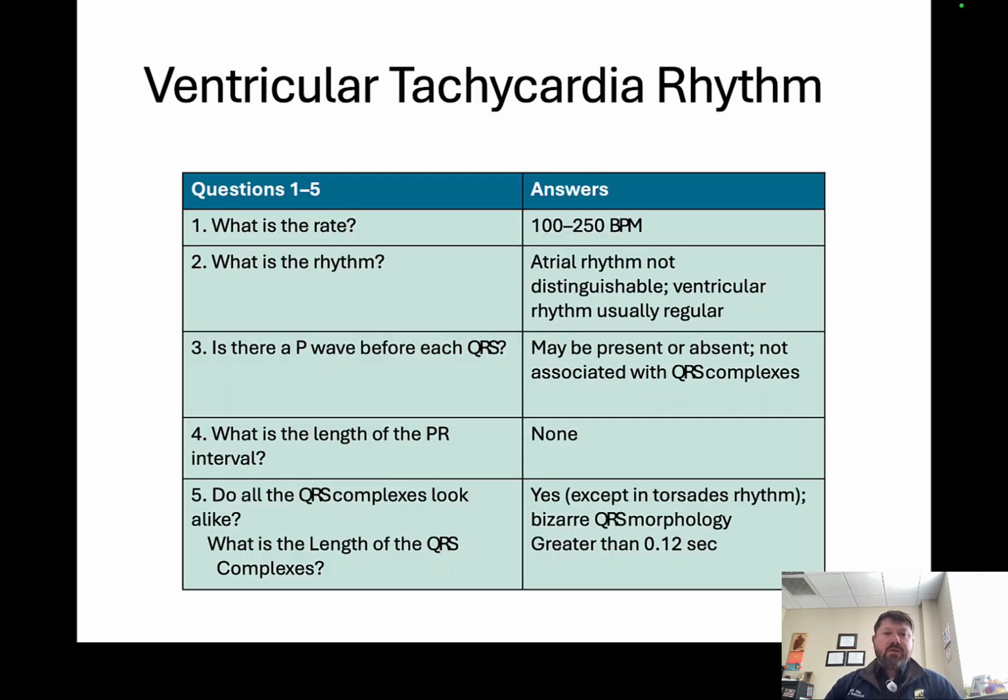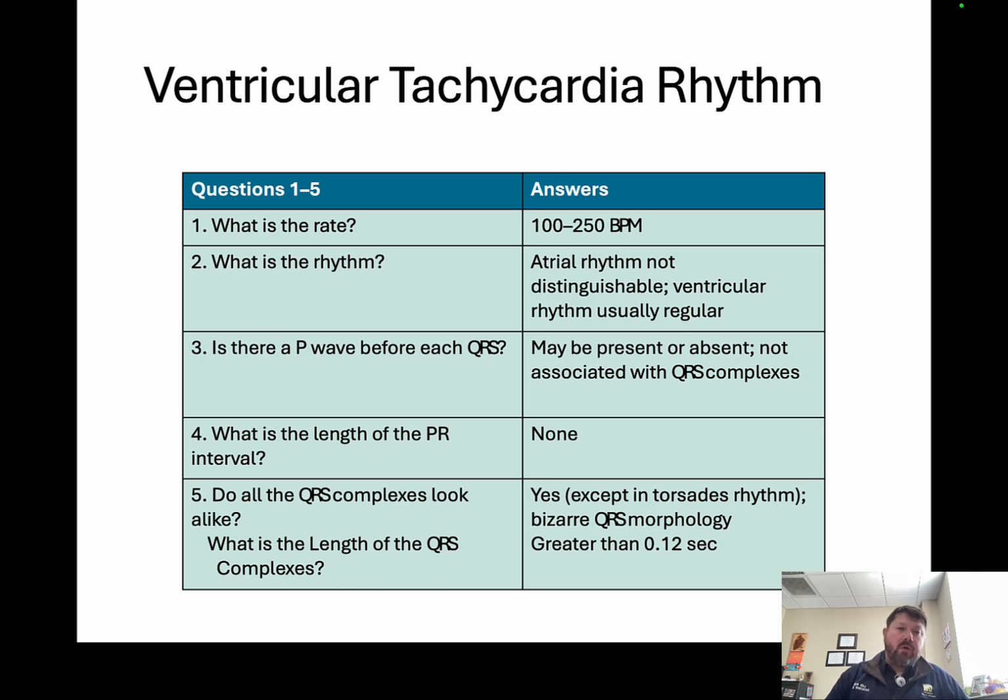So my rules for ventricular tachycardia, usually it's going to be between 100 to 250. The atrial rhythm is not distinguishable. The ventricular rhythm is usually regular. So that's one of your big differences when trying to differentiate between VTAC and ventricular fibrillation, is that ventricular tachycardia is going to be organized.